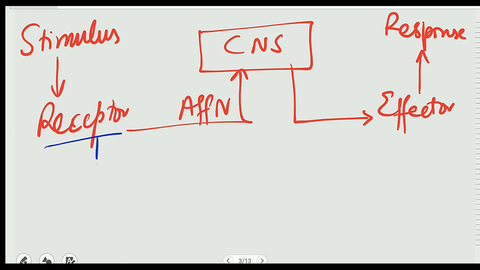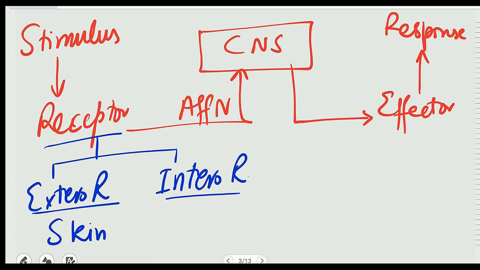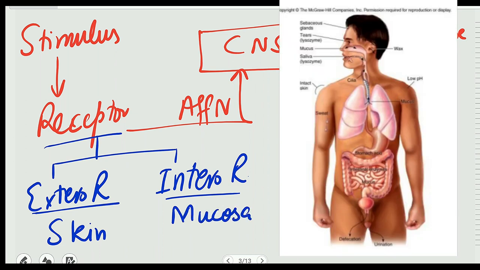The receptor has two broader classifications: exterior receptors and interior receptors. Exterior receptors are for the external environment, and these receptors are mainly present inside the skin. Interior receptors provide us information about the internal environment, and they are mainly present in the mucosa of the tube systems like the gut, respiratory tract, and the genitourinary tract.